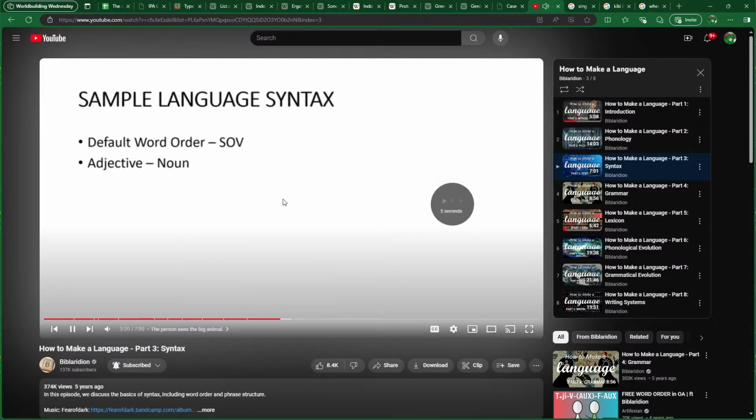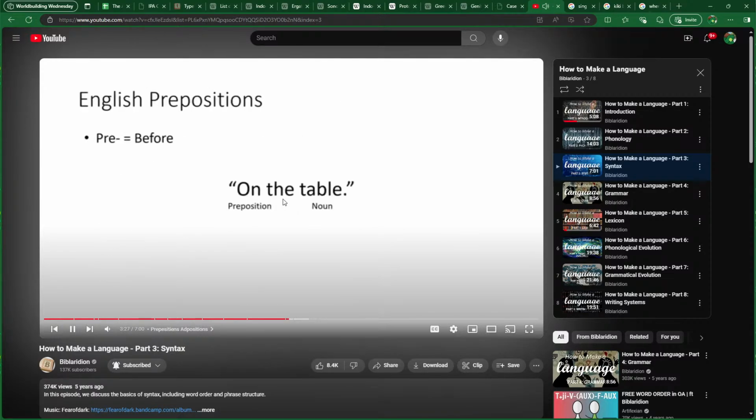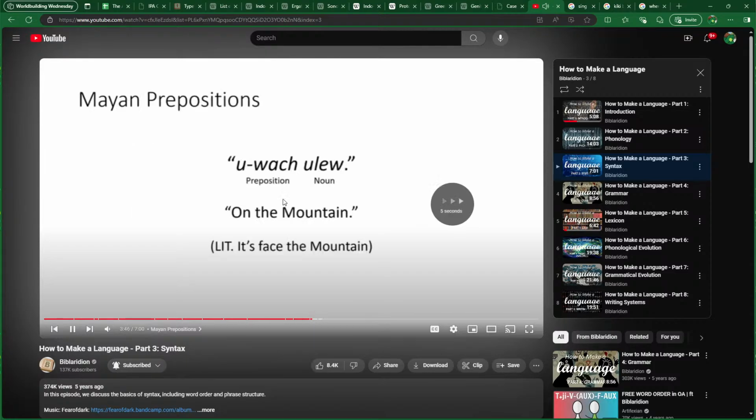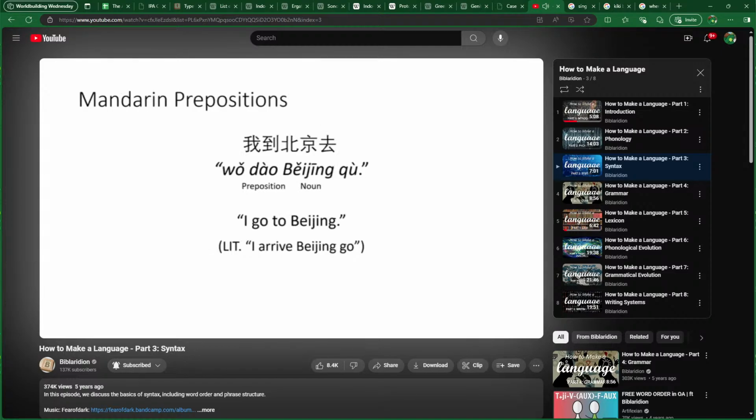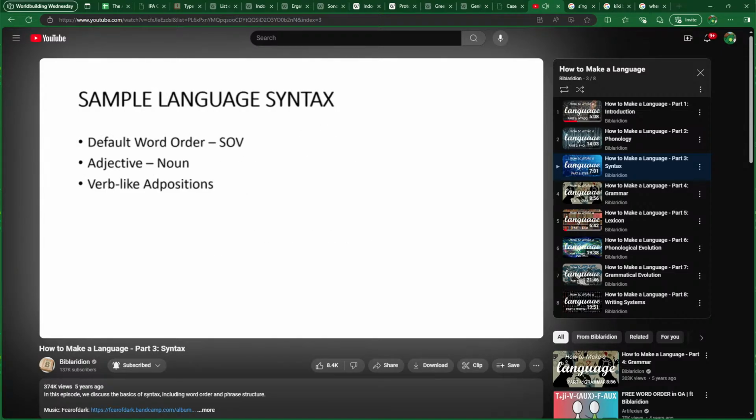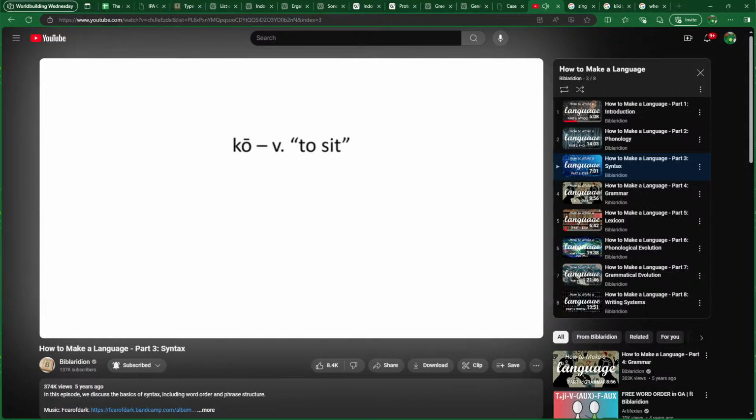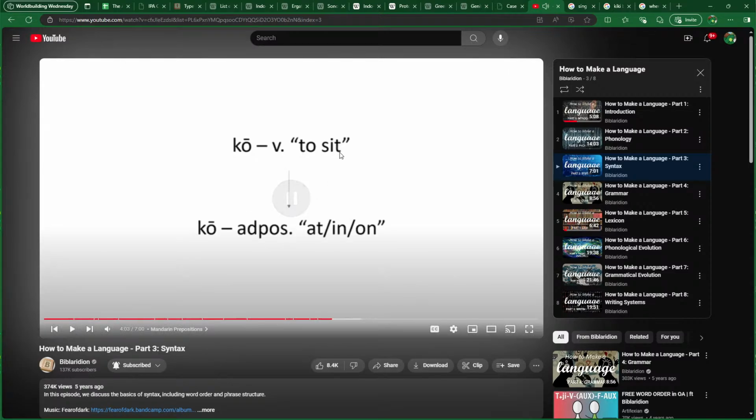So for our language, in English we call them prepositions, or postpositions. This will depend on the language. In some, adpositions are transparently related to nouns. In others, adpositions can be seen to relate to verbs. For our language, we're going to use adpositions derived from verbs. So a verb like to sit could be used to hold on.